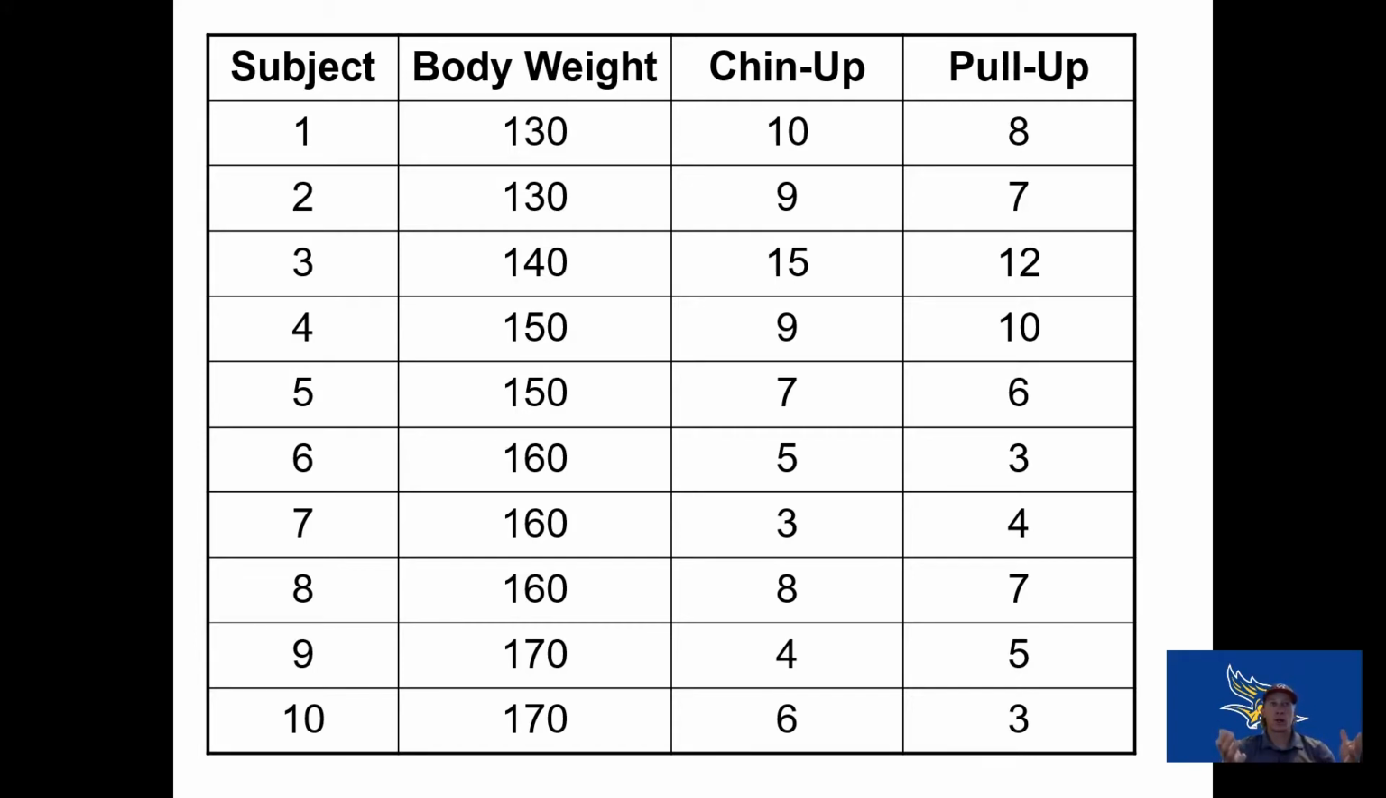So create an axis for yourself, put chin-ups on the Y, put pull-ups on the X, and then put those variables together. So 10 and 8, 9 and 7, and so on and so forth. So pause, grab out your sheet of paper, create your own little scatter plot of these, and when you're done with that, you can go forward within the lecture.